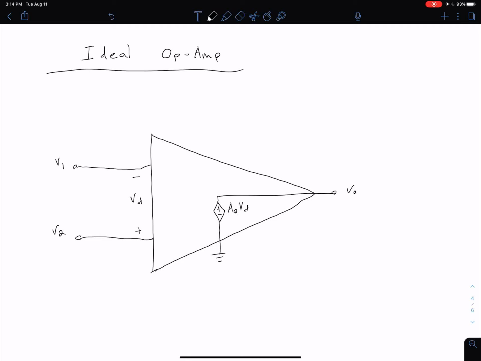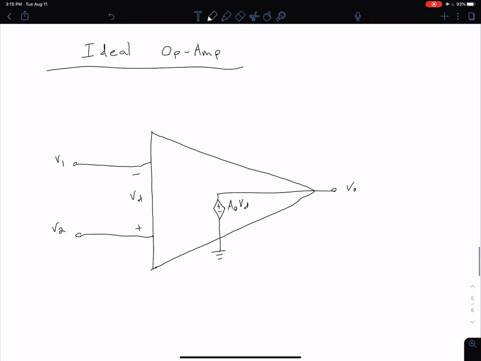Before we move on to some different op-amp circuits, let's take a closer look at our ideal op-amp model, and we're going to note a few things that are going to be helpful when we're analyzing op-amp circuits. So far all I've done here is just copy the same ideal op-amp model we had from the previous video.